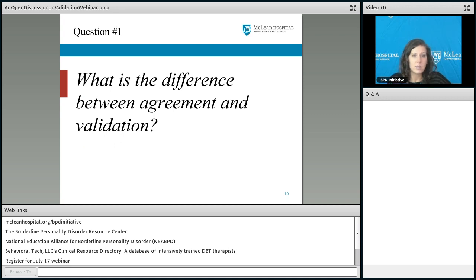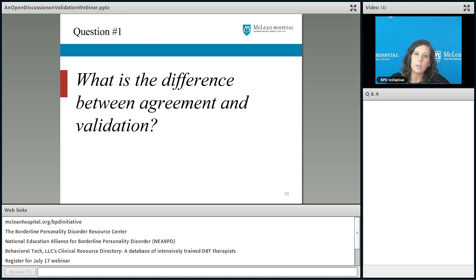So we'll go ahead on to questions at this point. The first question that came in was, what is the difference between agreement and validation? I talked a little bit about the fact that they're not the same. In fact, often validation is the key tool when we are in disagreement with someone else, okay?